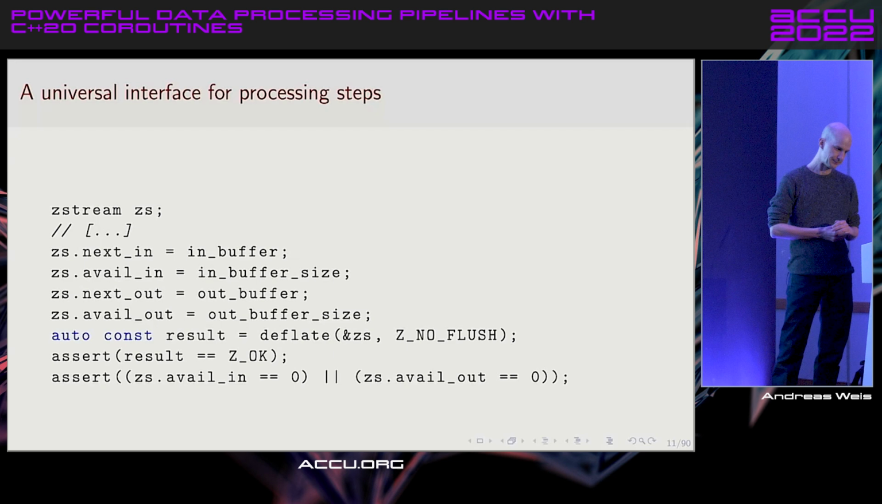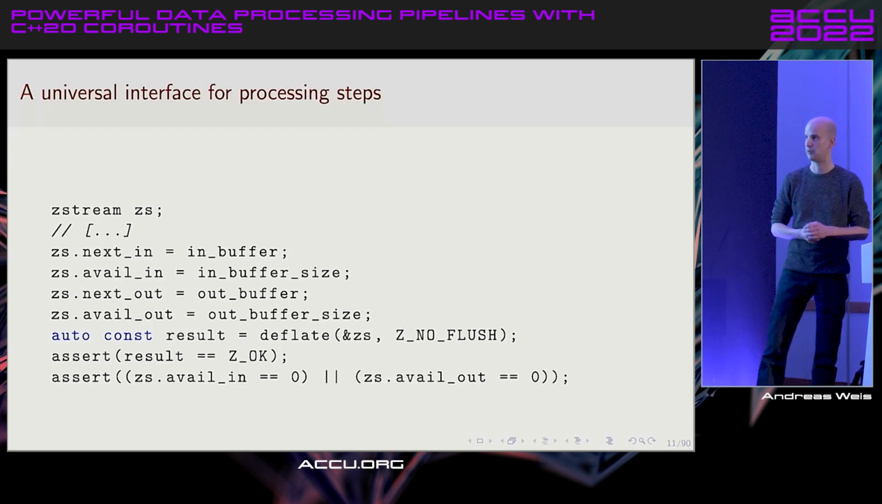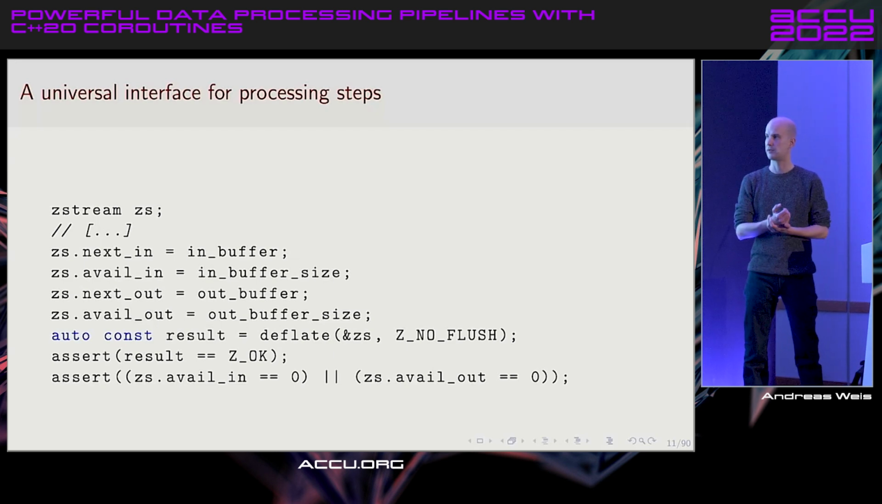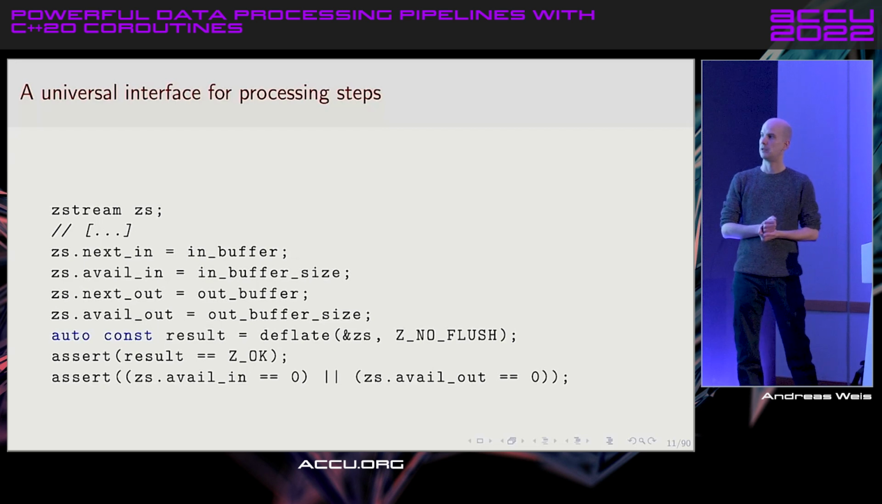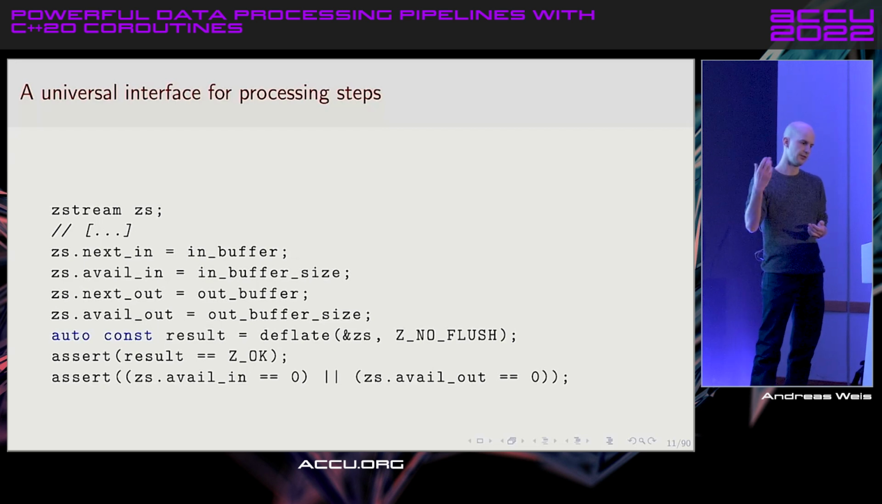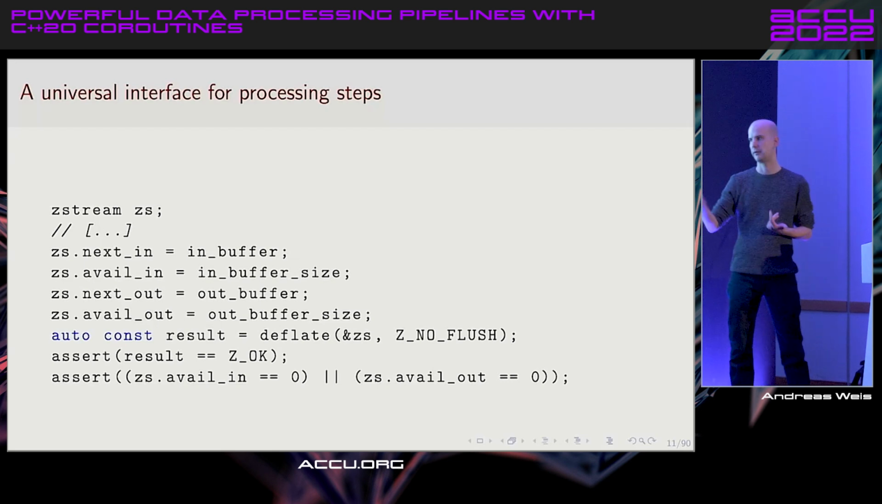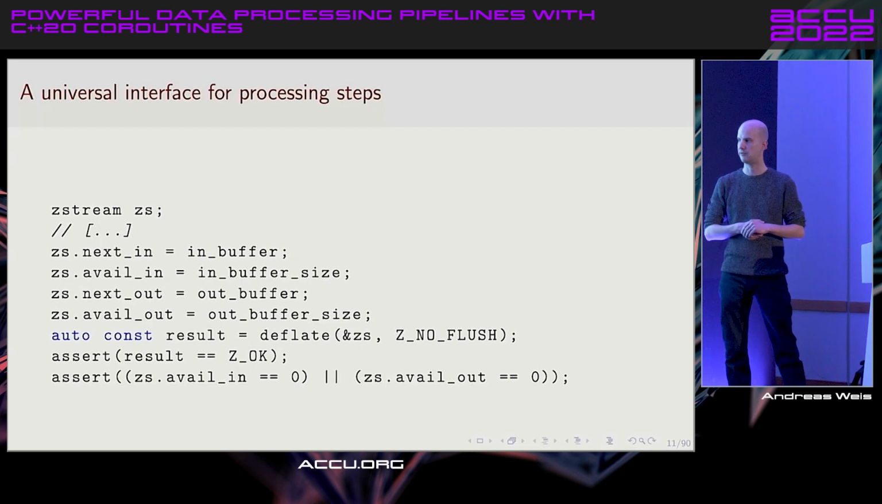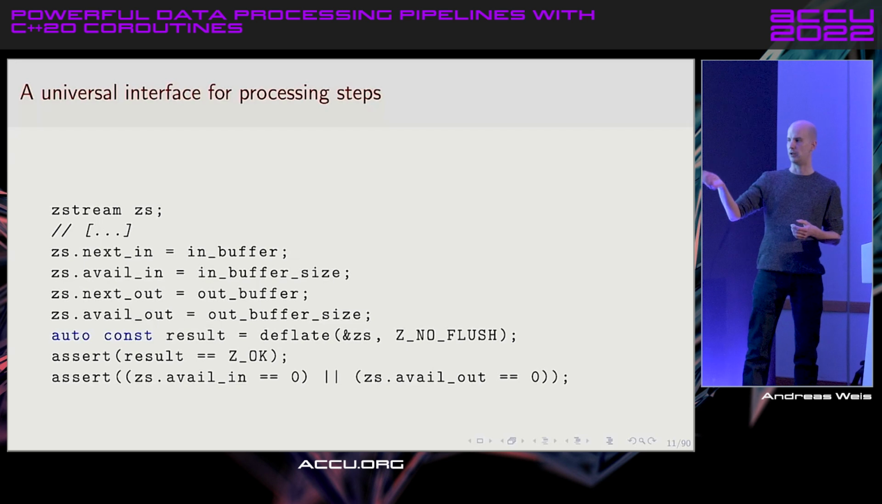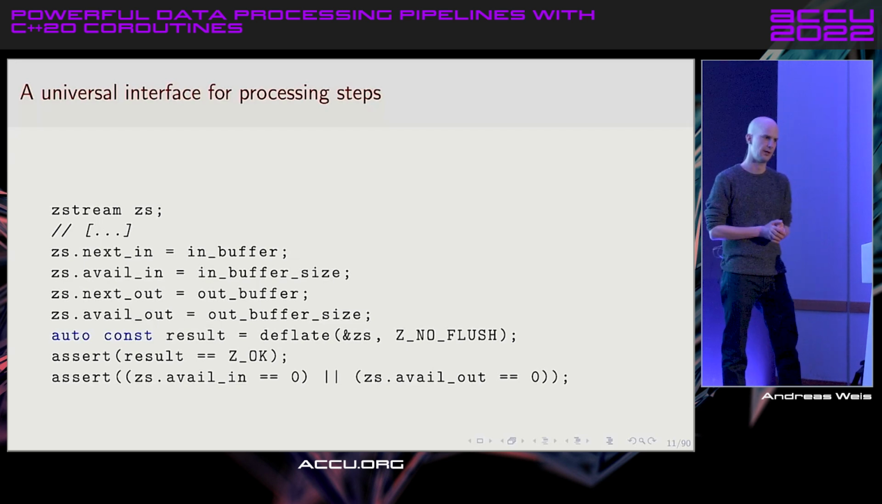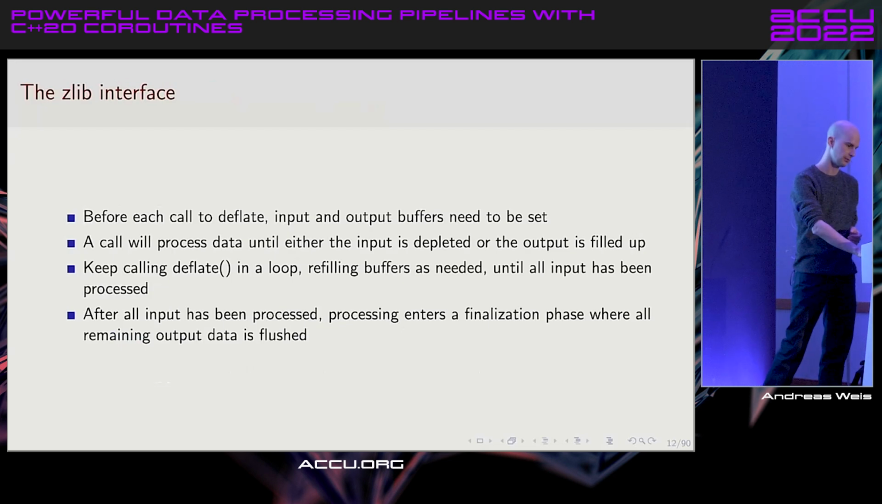So the way that Zlib works is you have this ZStream object at the center. Then you specify an input buffer and an output buffer. And then you keep calling a pump. In this case, for compression, this is the deflate function. So the deflate function will run until either the input buffer or the output buffer is exhausted.